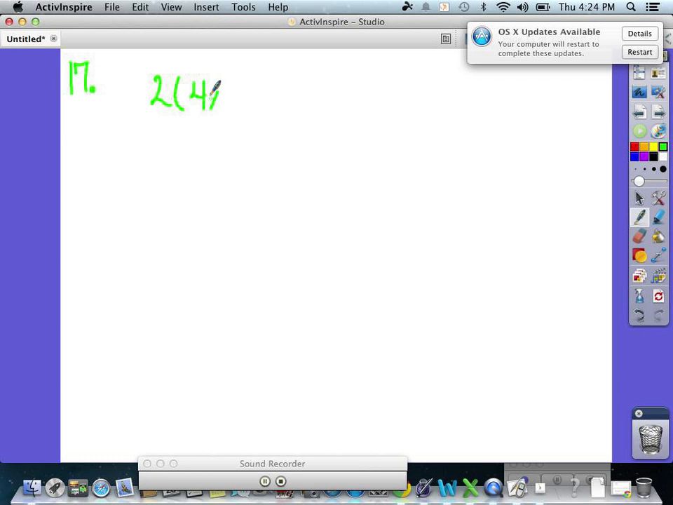2 times 4x minus 3 minus 8 equals 4 plus 2x. I'm going to split my equation in half. Oops, wrong color. I like to use a different color. I don't want them to run together.